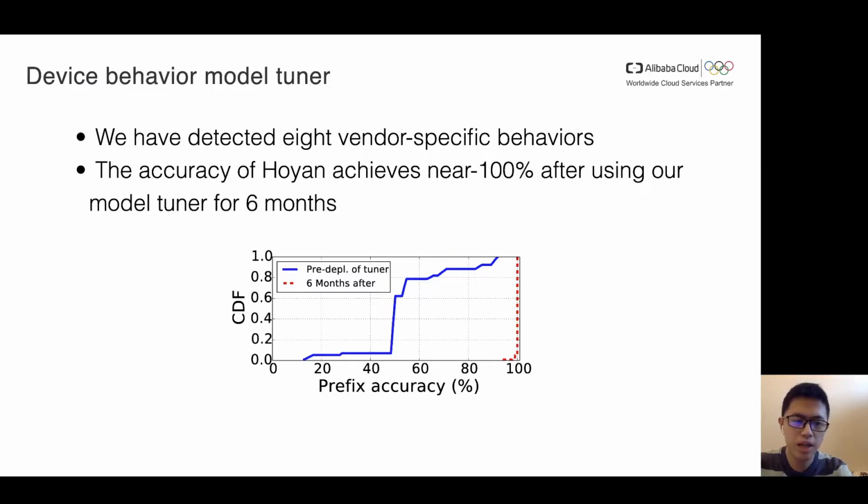Our model tuner has detected 8 VSBs so far, including default ACL, root policy, and so on. Because of these VSBs, the early version of Huoyan had poor accuracy. As shown in this picture, after using our model tuner for 6 months, the accuracy of Huoyan has been near 100%.